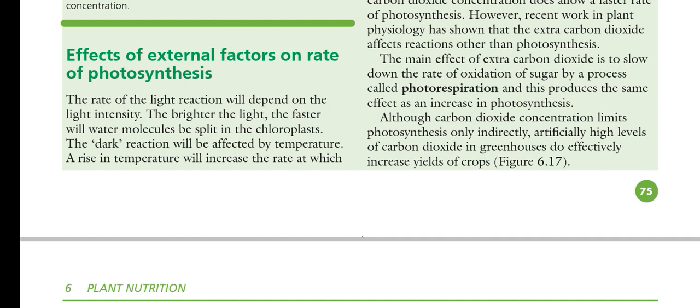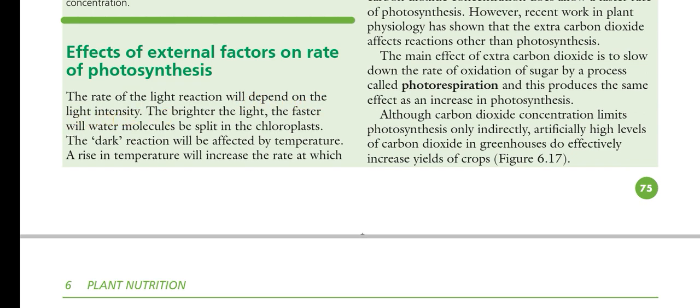So let's start. The rate of light reaction will depend on the light intensity. The word light reaction means there are two types of reaction that take place in photosynthesis. One is the light reaction and the other is the dark reaction, or the Calvin reactions. The light reactions are light dependent, so light is used in only one type of reaction in photosynthesis.